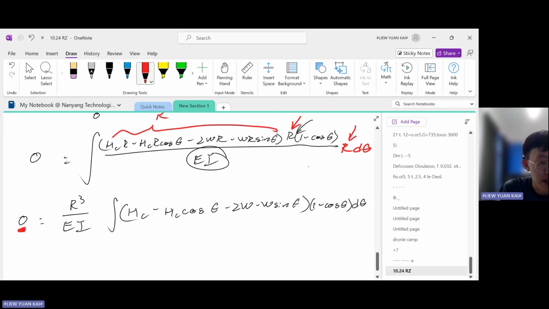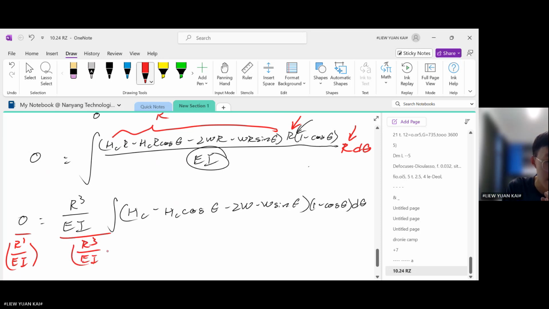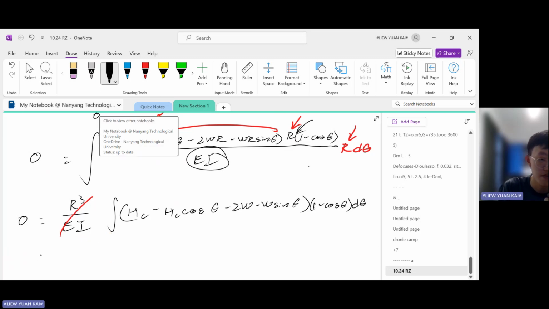Because this side here is 0, if I move these constants to the other side, it will just cancel with that 0. What I mean is, if I divide both sides by the same thing, R cubed over EI, then this is divided by R cubed over EI too. This and this will cancel. 0 divided by anything is just 0. So that means I can effectively just remove this constant in the front, I can just remove this term.